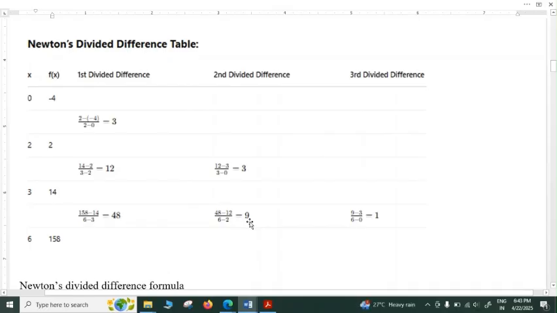So here we can see very easily, students. Last is 9 minus 3 divided by 6 minus 0, which is equal to 1. So with all these values we are going to calculate the first divided difference.